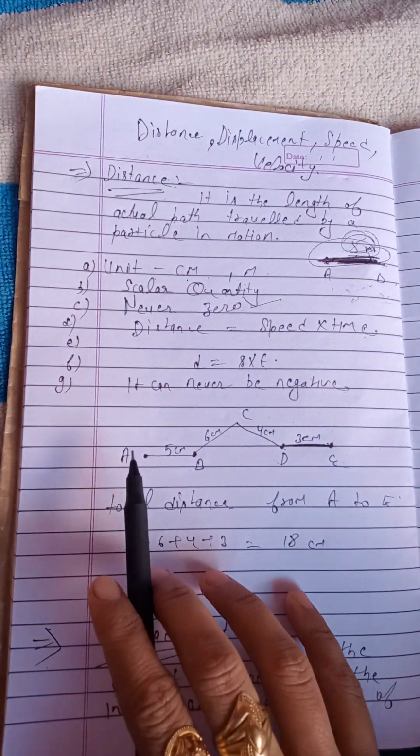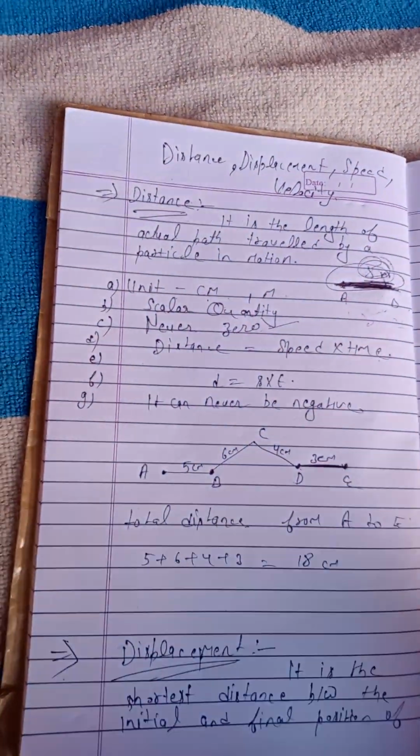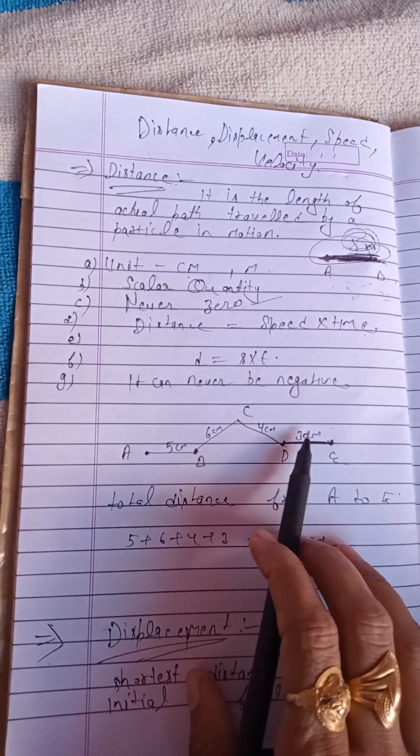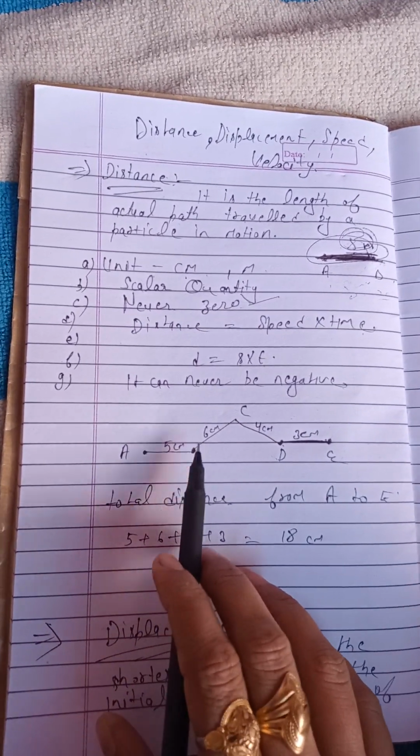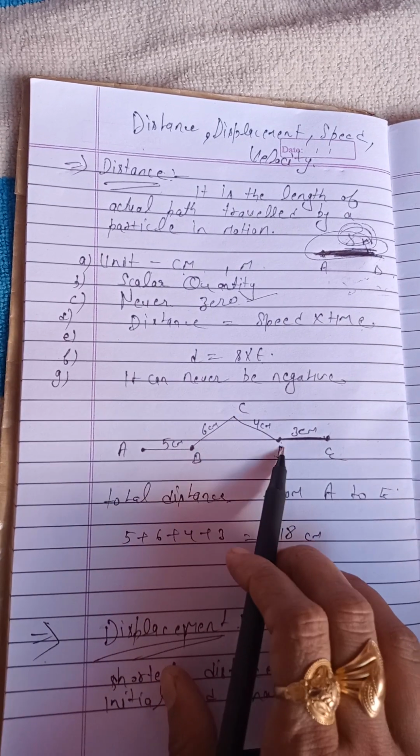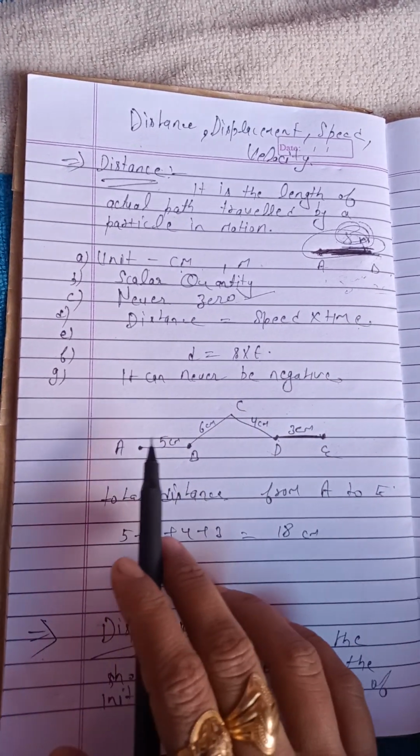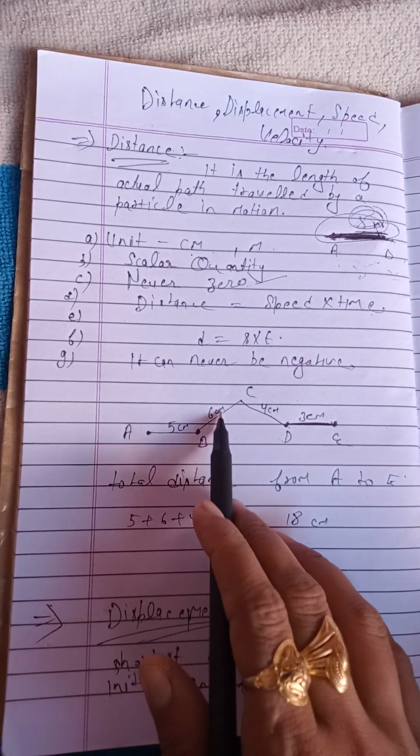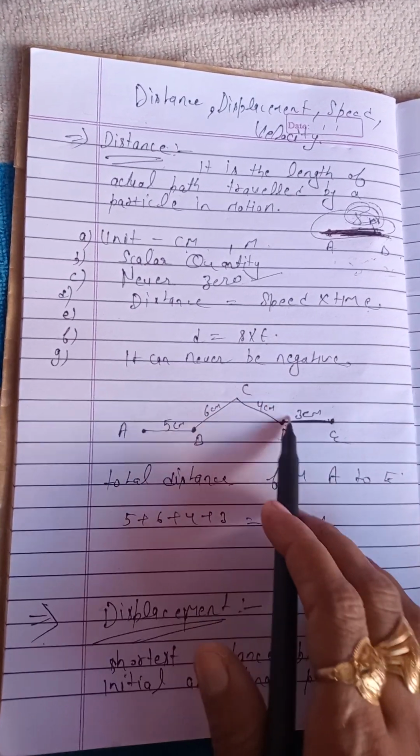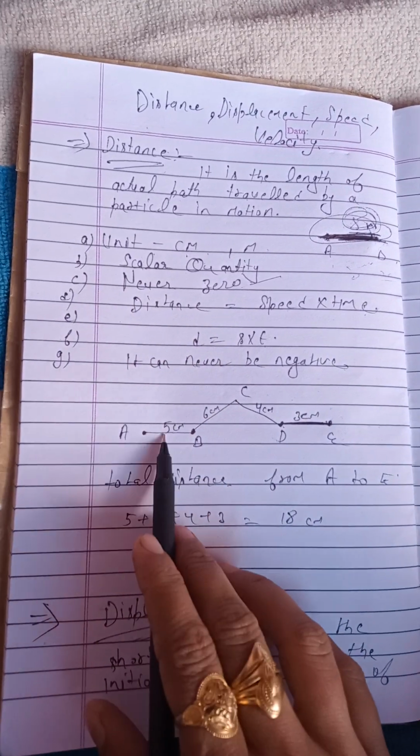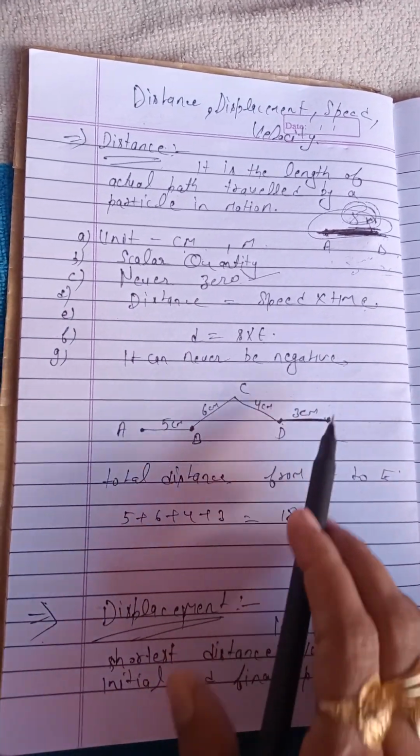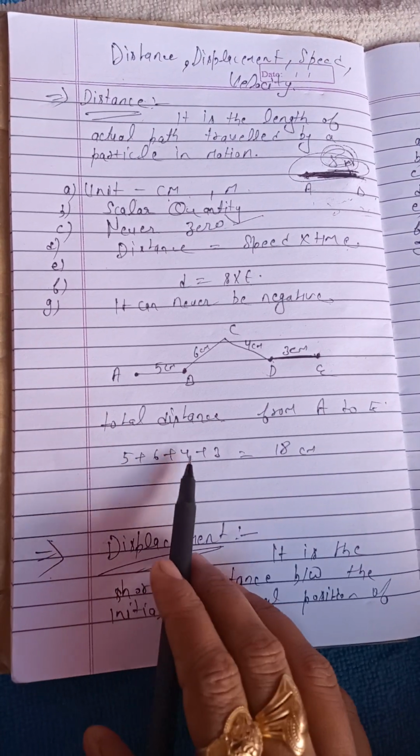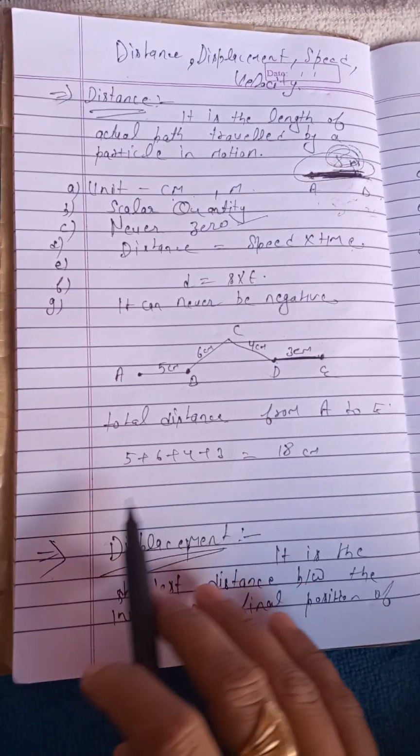Now the distance from A to E is equal to the AB distance plus the BC distance plus the CD distance plus the DE distance. So the distance from A to E is 5 cm, 6 cm, 4 cm and 3 cm. This is the sum, 5 plus 6 plus 4 plus 3. So the total distance from A to E is 5 plus 6 plus 4 plus 3, which is equal to 18 cm.